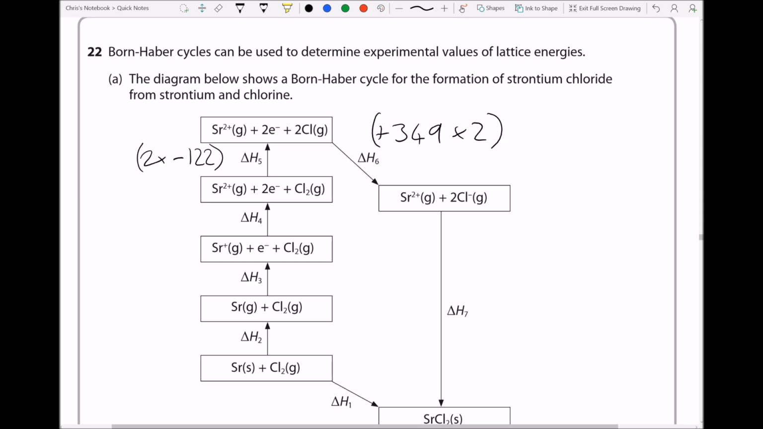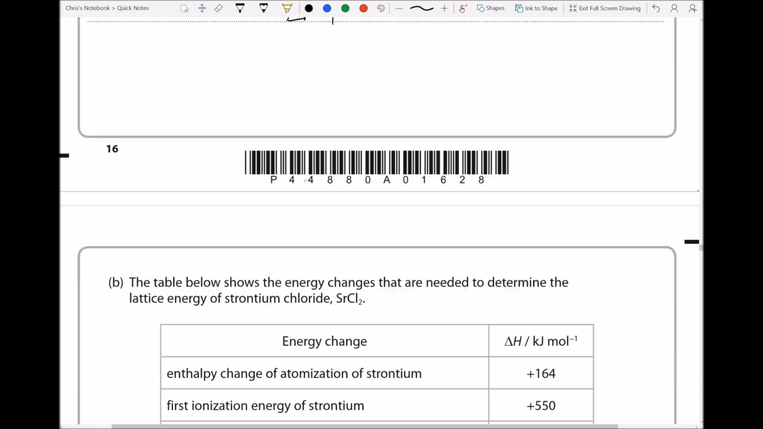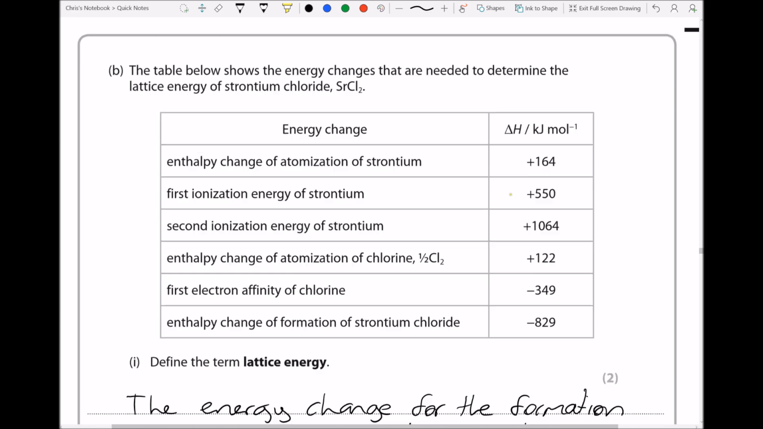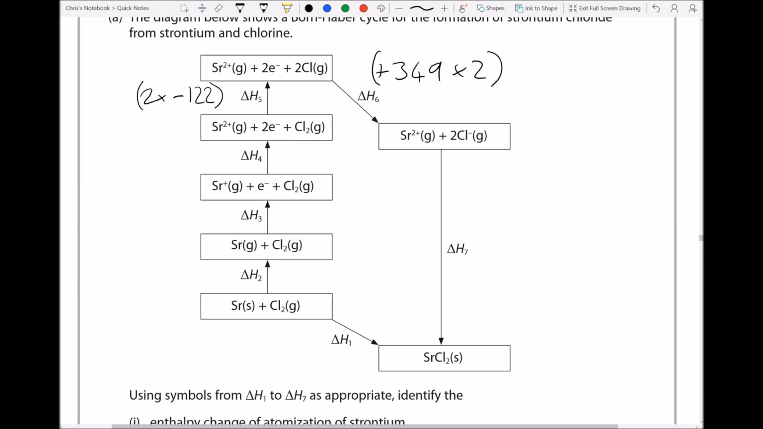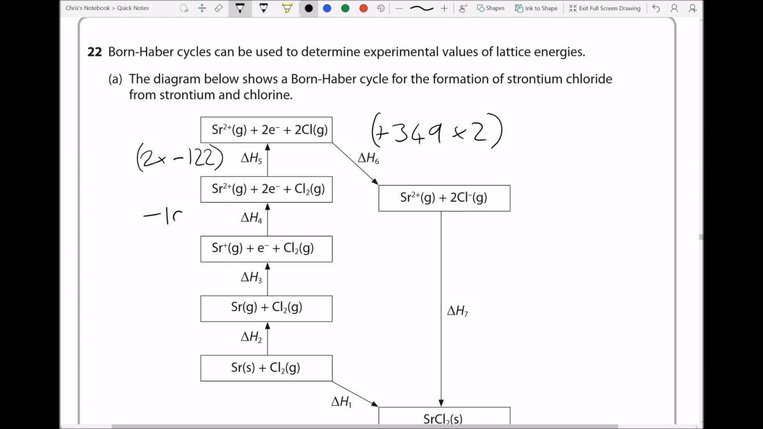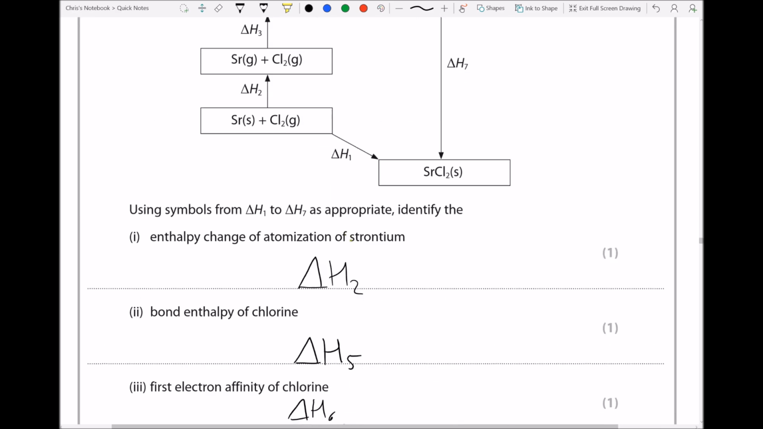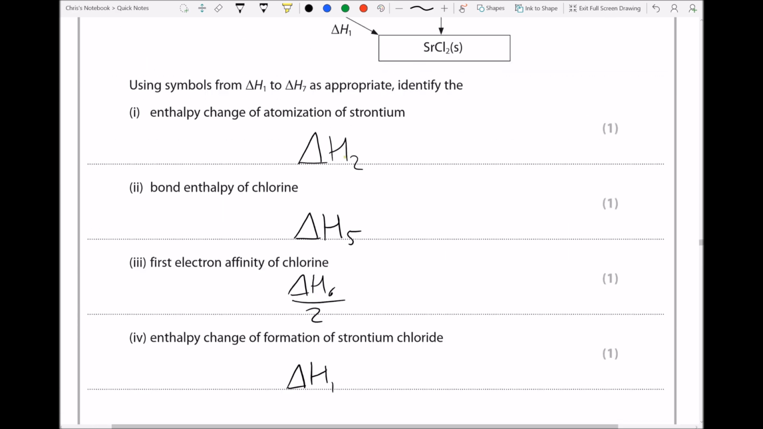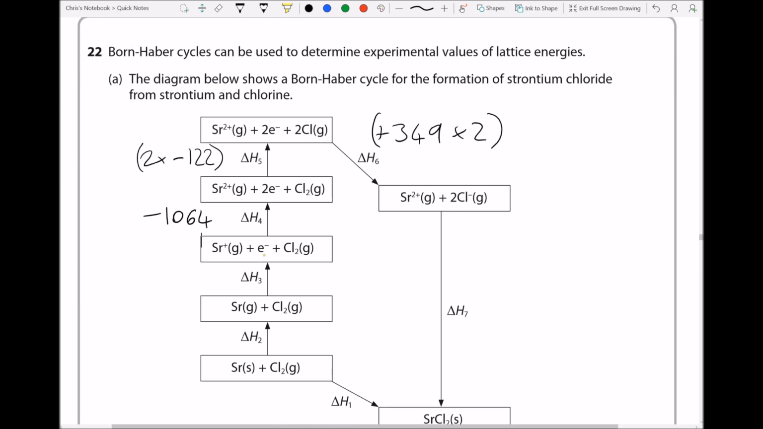Next one, delta H4, was the second ionization energy of strontium. That's plus 1064, so we're going to do minus 1064 because we're going against the arrow. The next one was delta H3. This one was 550, the first ionization energy of strontium. So that one's going to be minus 550, because again, it was positive in the table, but we're going against the arrow.